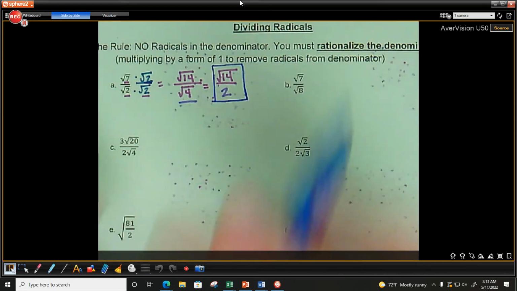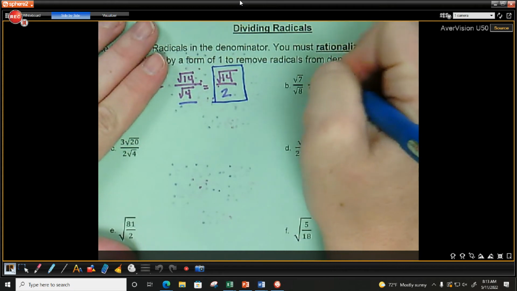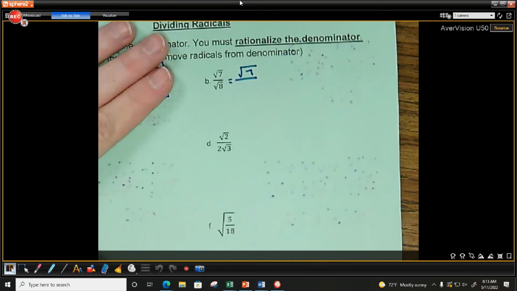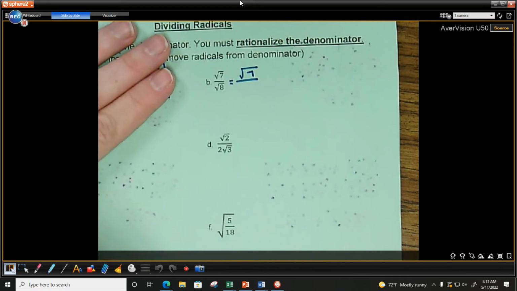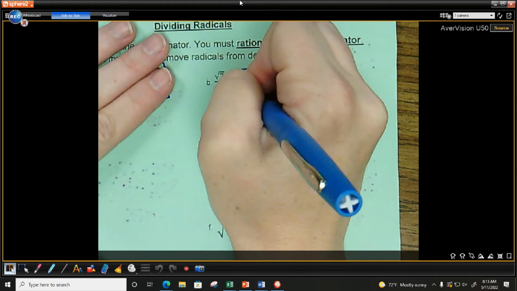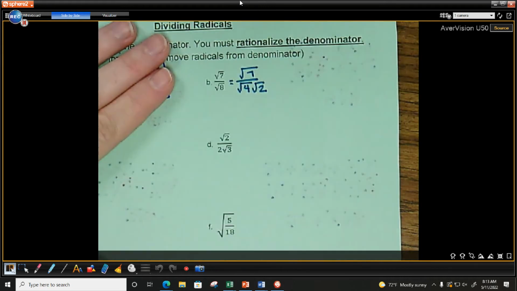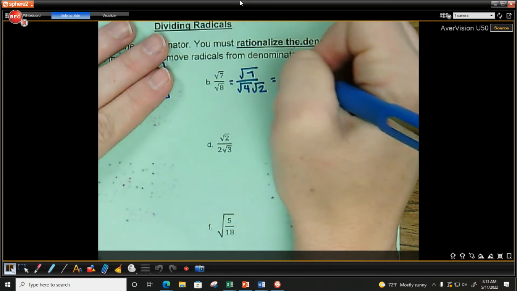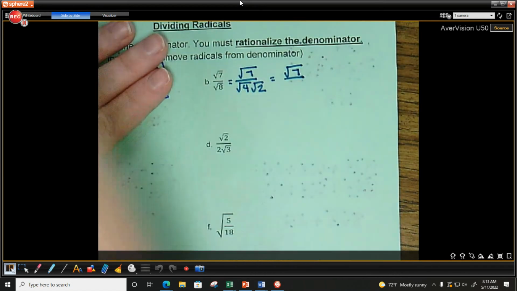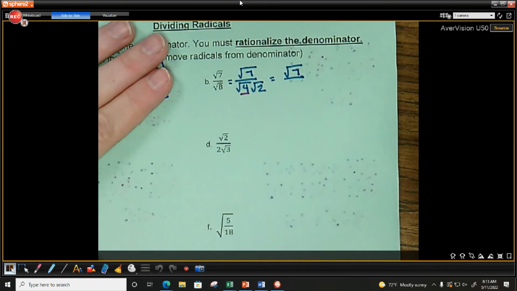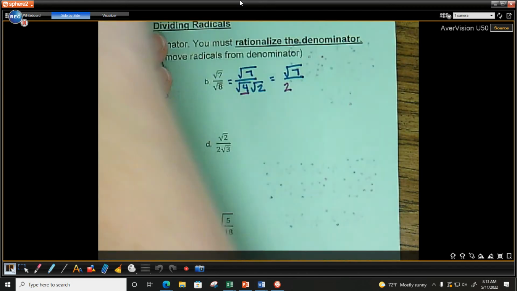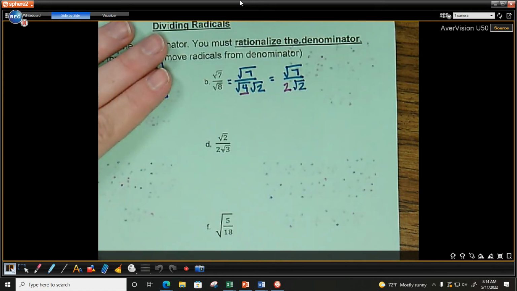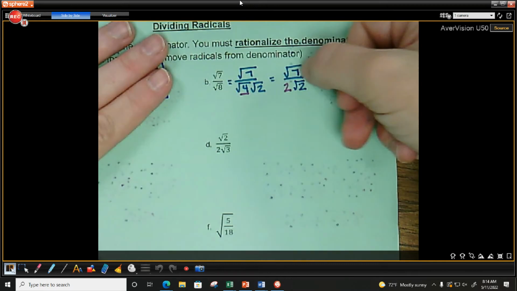So this is going to become square root of 7 over, what is 8 divisible by that's a perfect square? 4. 4 times what gives you 8? 2. Keep it square root 7 over, what's the square root of 4? 2. Square root 2. So once I do that, can I simplify anything now? 7 over 2. The 7's under the radical, the 2's under the radical. Can you simplify that?